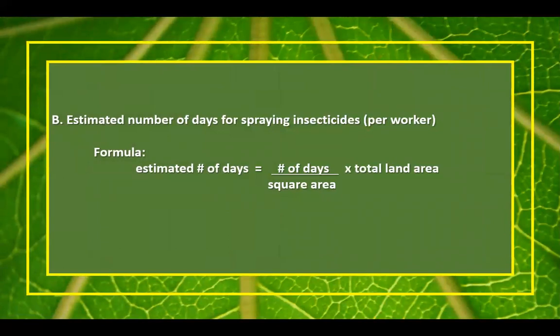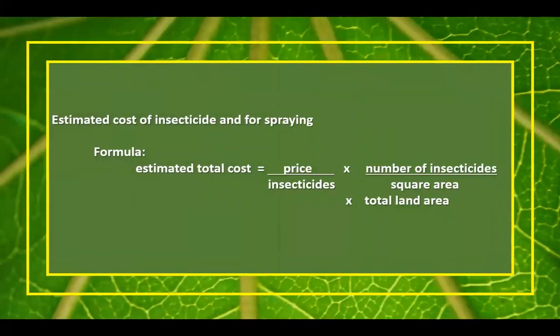Letter B, for the estimated number of days for spraying insecticides, this is per worker. The formula that must be followed is: estimated number of days is equal to the number of days divided by square area, times total land area. For the estimated cost of the insecticides used for spraying, we follow the formula: estimated total cost is equal to the price divided by insecticides, times number of insecticides divided by the square area, times total land area.